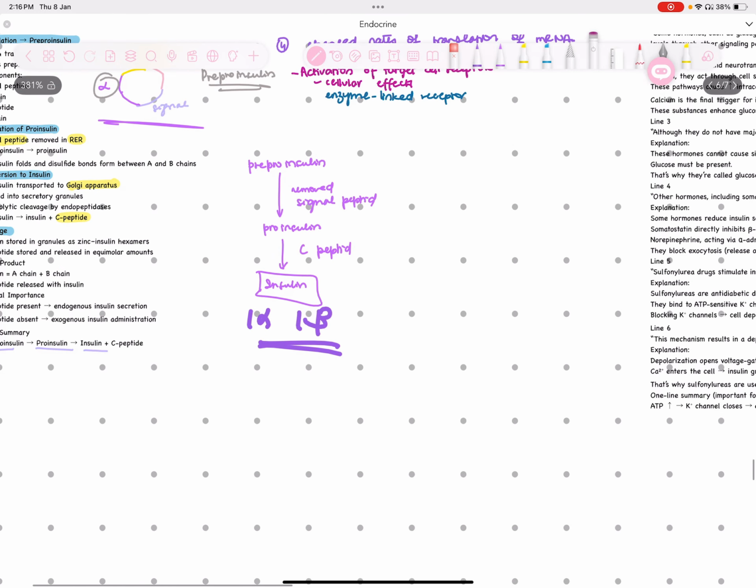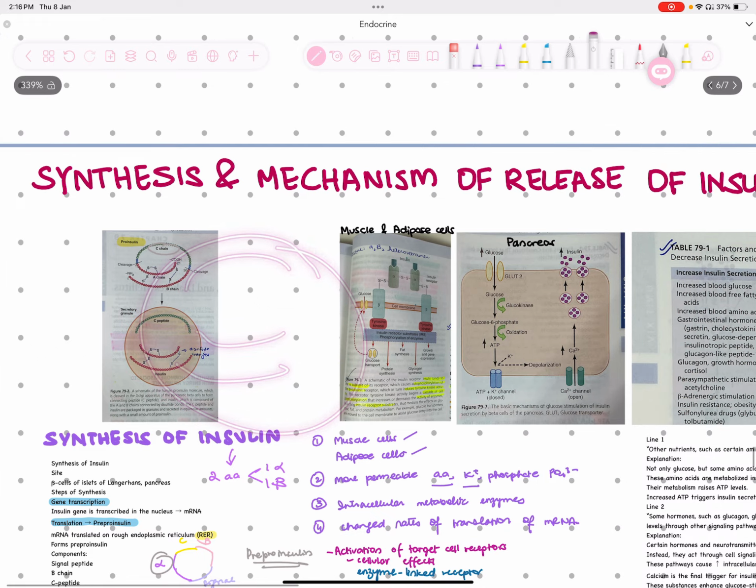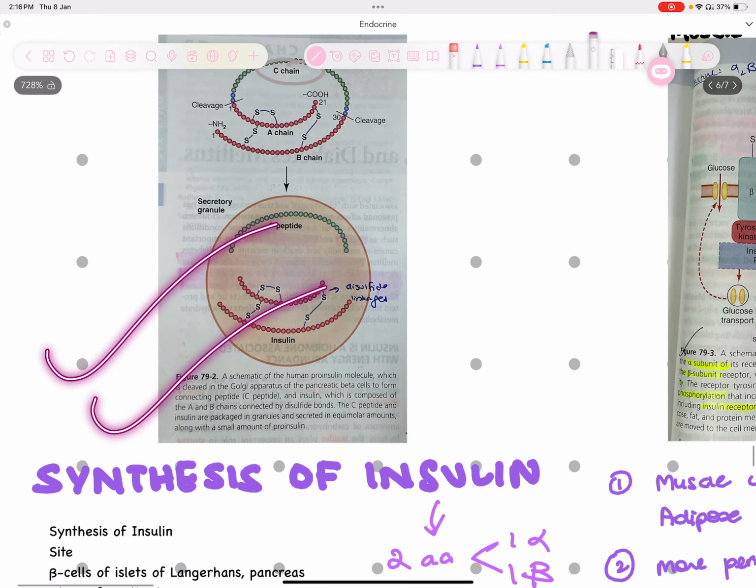Now, insulin gets stored in the granules as zinc insulin hexamers, and C peptide is also stored within the same vesicle, and it is released in equimolar amounts. So, this is the synthesis of insulin.